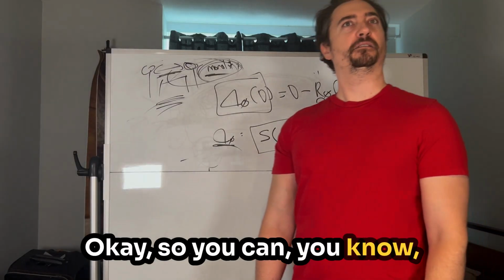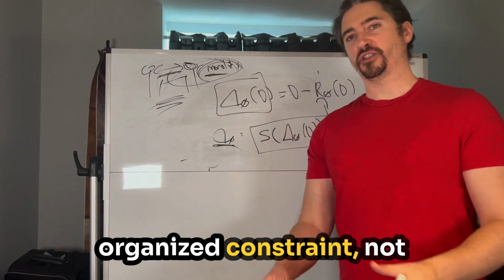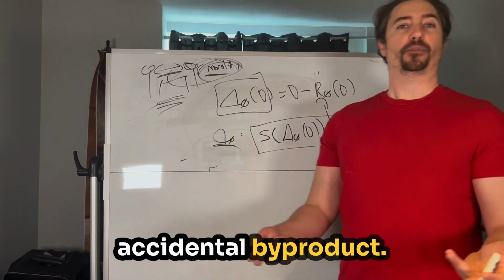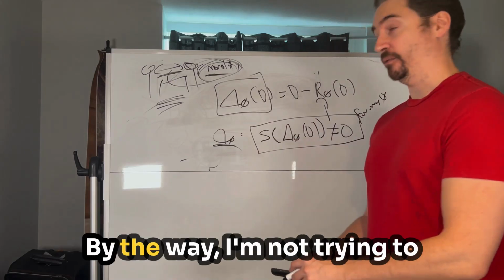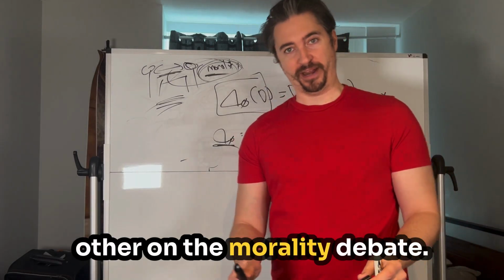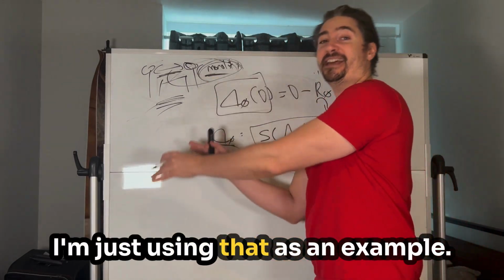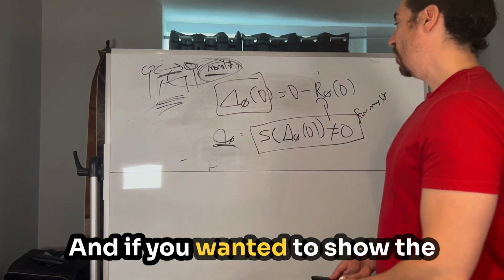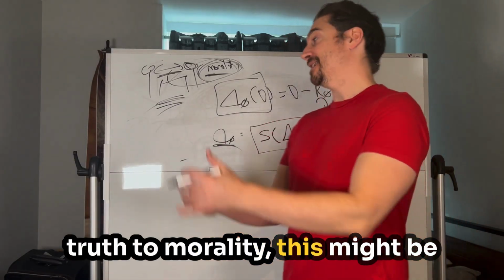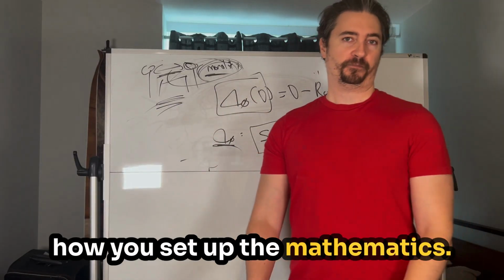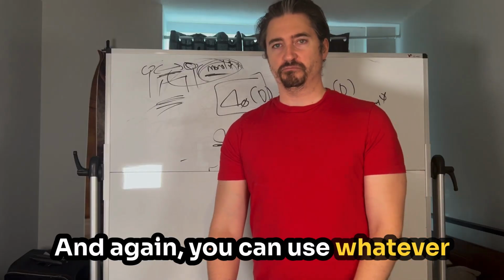Okay, so you can kind of think of it as organized constraint, not accidental byproduct. What remains is not noise. It has a stable shape. By the way, I'm not trying to convince you one side or the other on the morality debate. I'm just using that as an example. And if you wanted to show the invariant structure, that there seems to be some objective truth to morality, this might be how you set up the mathematics. But again, you can use whatever you want.